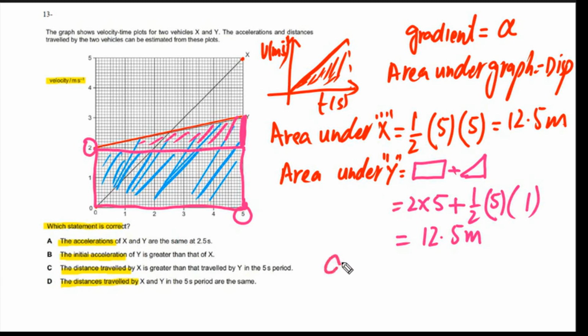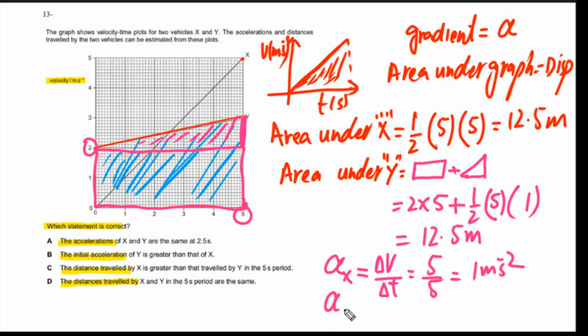Now let's try to find the acceleration of X. Acceleration of X simply means change in V, delta V by delta T, or we can say delta Y by delta X for gradient. So in this case, that is equal to 5 divided by 5, which is equal to 1 meter per second per second.